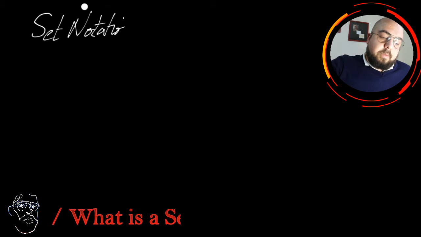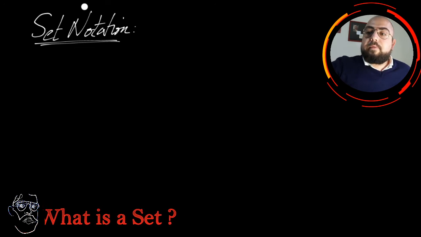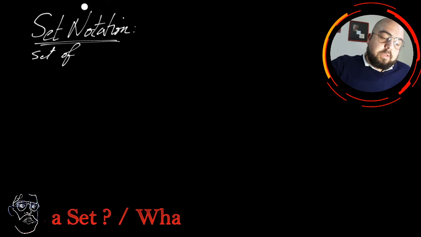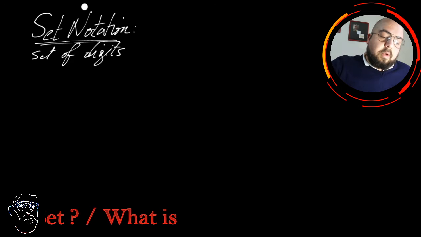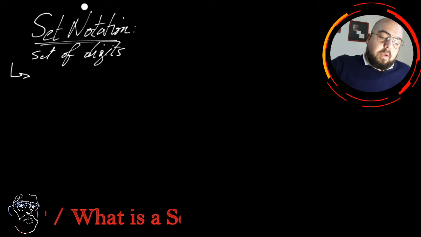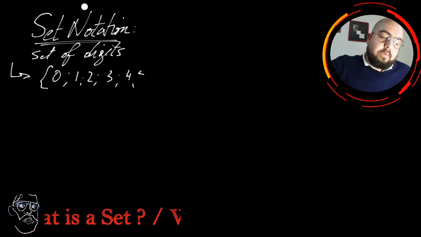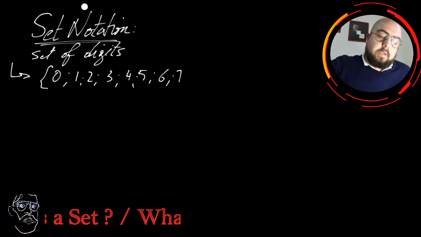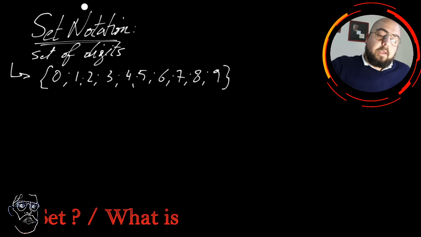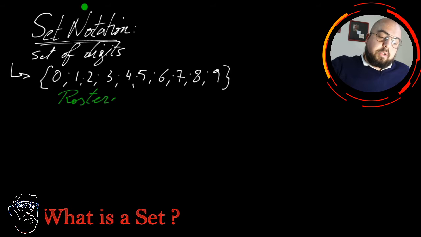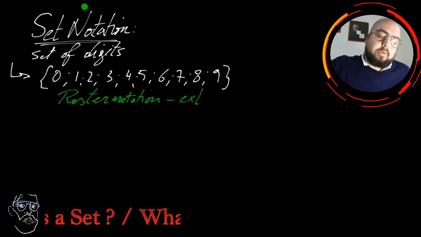Of course, I'm gonna take the case of the set of digits. Let's say we're talking about the set of digits. You can write it down as 0, 1, 2, 3, 4, 5, 6, 7, 8, 9. This is called the roster notation, or notation by extension. We're using the notation by extension.